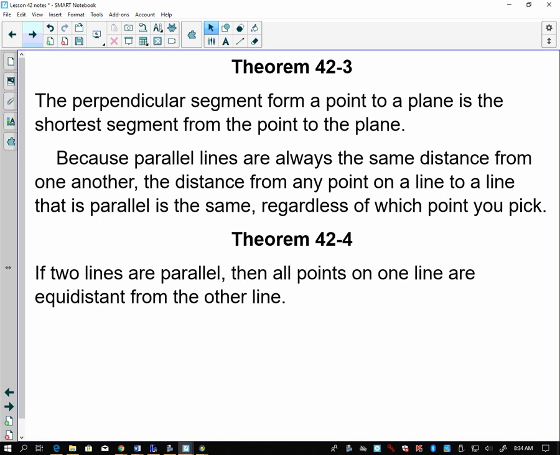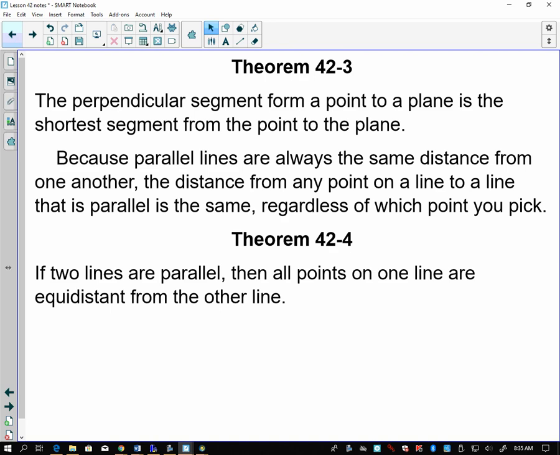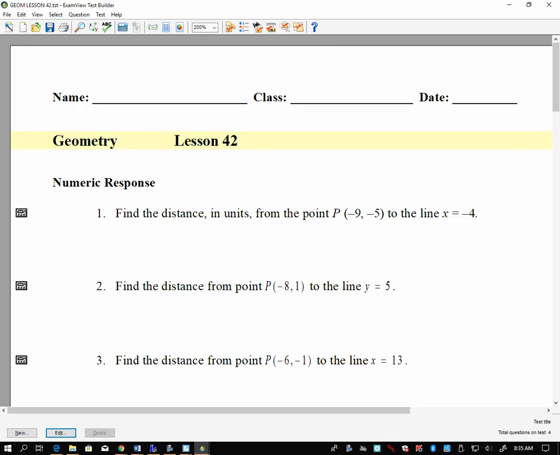Okay? Theorem 42-3, that perpendicular segment from a point to a plane is the shortest segment from the point to the plane. So same concept, it works for a line or plane. Because parallel lines are always the same distance from one another, the distance from any point on a line to a line that is parallel to it is the same, regardless of which point you pick. If two lines are parallel, then all points on one line are equidistant to corresponding points on the other line. All right, that's it. Let's check into some questions here that we can answer.